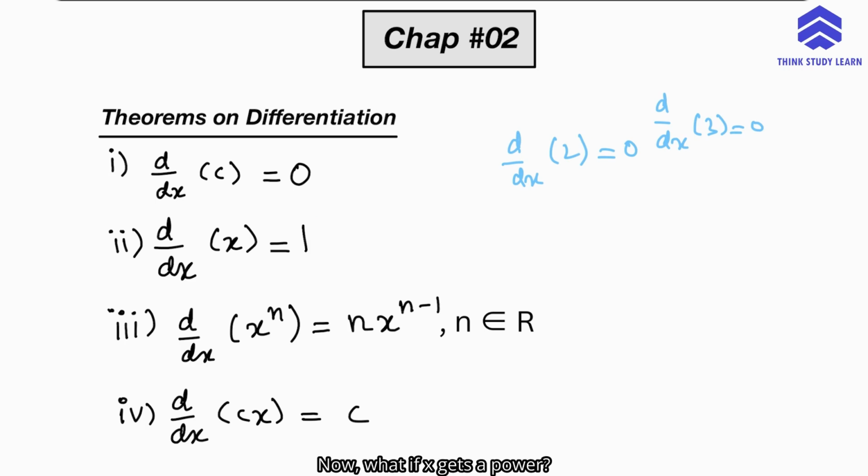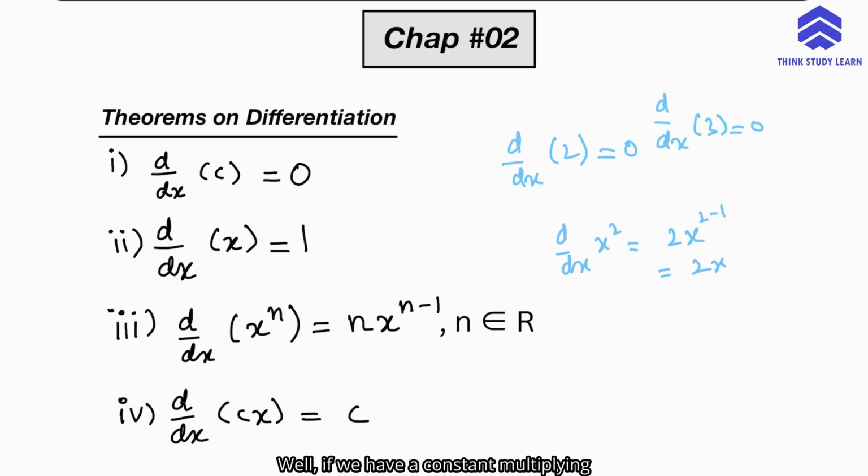Now what if x gets a power? The power comes before x and 1 is subtracted from the power, which means that if we have to find the derivative of x squared, the power comes before x, so it would become 2x, and 2 minus 1, that is 1, is subtracted from the power. So we have 2x as the derivative of x squared.